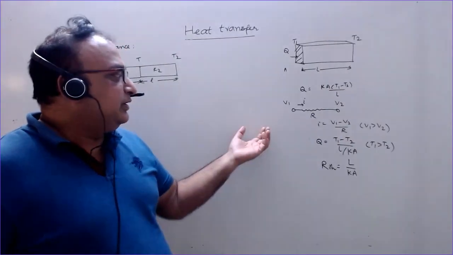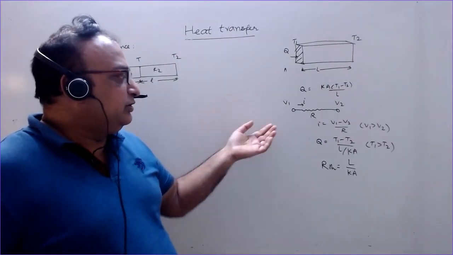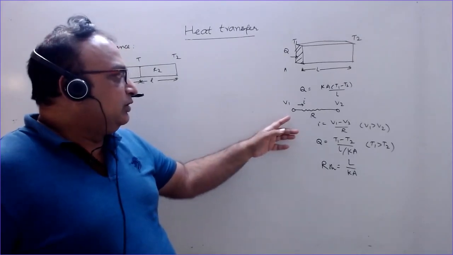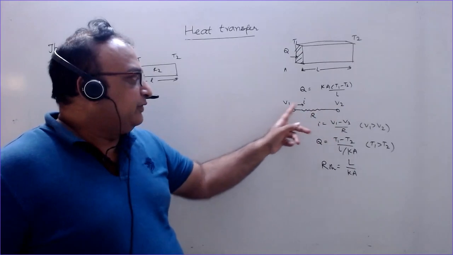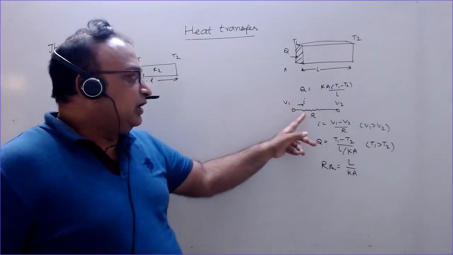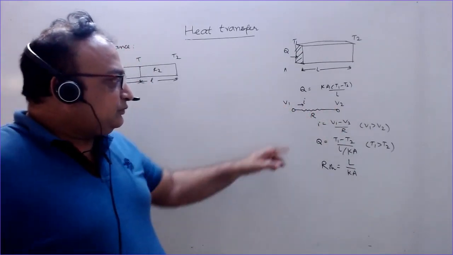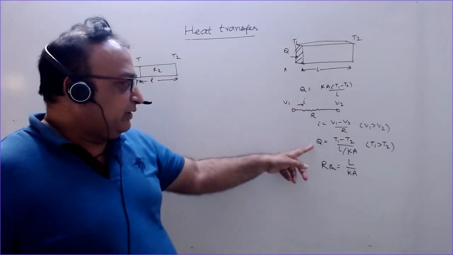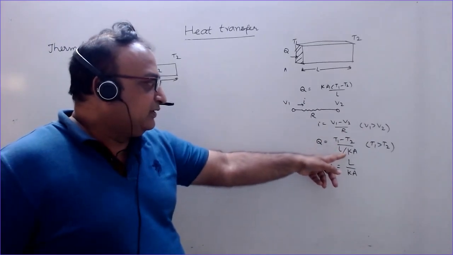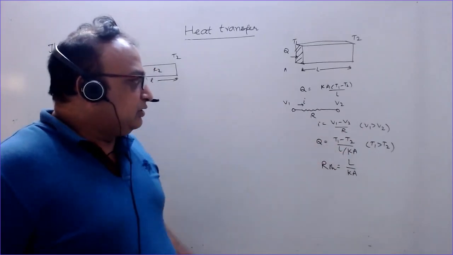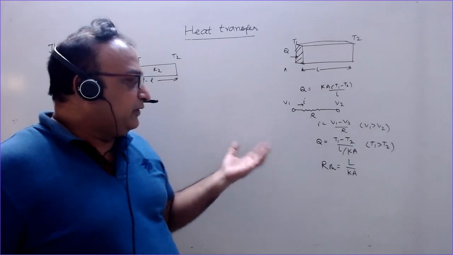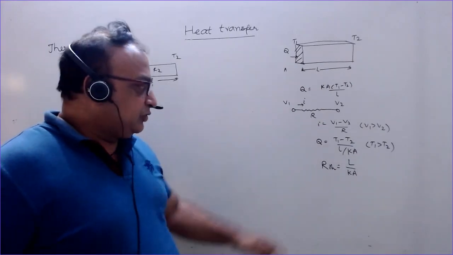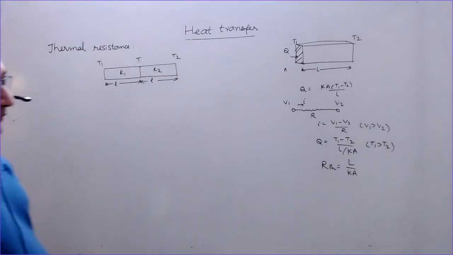Now if you compare this by the analogy of the current flow, the current flows because of the potential difference. V1 is greater than V2. R is the resistance of the conductor. So I is (V1 minus V2) by R. So if I write this equation in the same way, (T1 minus T2) by this, then this term is called thermal resistance. Current flows because of potential difference, heat flows because of the temperature difference. So this is termed as the thermal resistance.